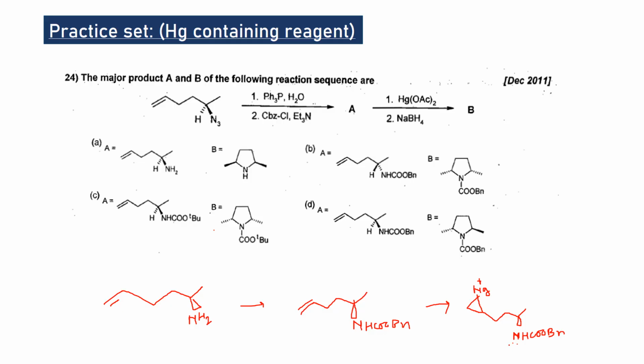So this will attack here and will open up, forming this 5-member ring. Now this is already above the plane, so it will attack from above the plane. So both bonds will be from above the plane. And after that, this carbon-Hg bond gets cleaved by this NaBH4 and forms this as our product.